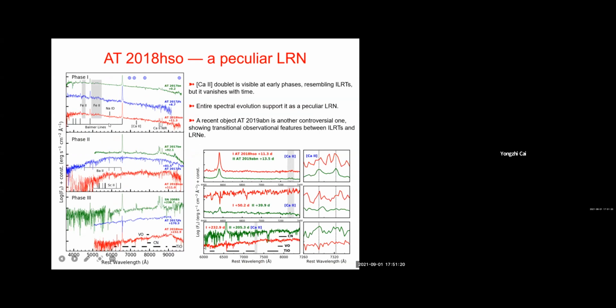Here I show the comparison between HSO and the IRTs and the luminous nova. At early times, we can find they are similar, but during the middle time and the very late time, HSO is similar to the luminous nova, but very different from the intermediate luminosity red transients.